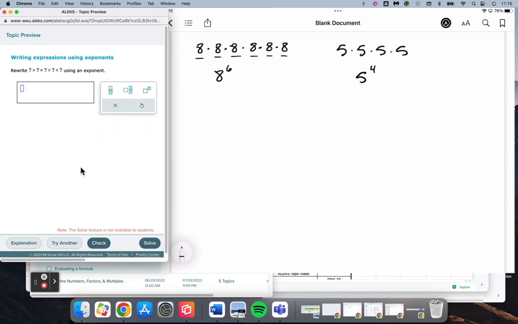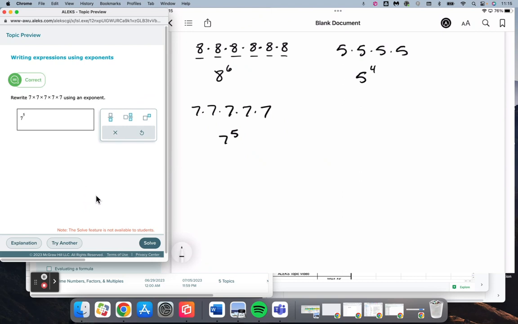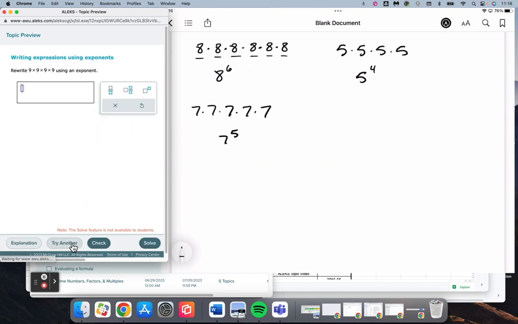Next, we have 7 times itself 5 times. And again, this is very simple, 7 with an exponent of 5. So our exponent tool, 7 to the power of 5. Okay, one more. We have 9 times itself 4 times. That's going to be 9 to the power of 4.